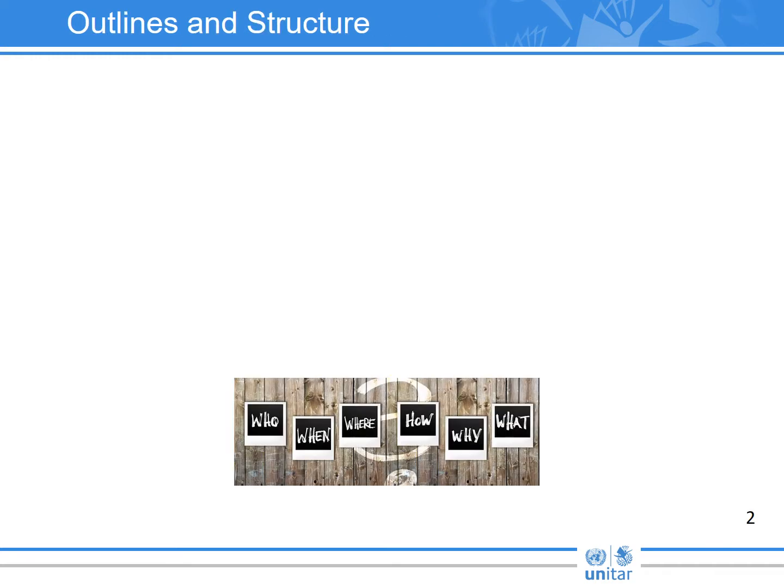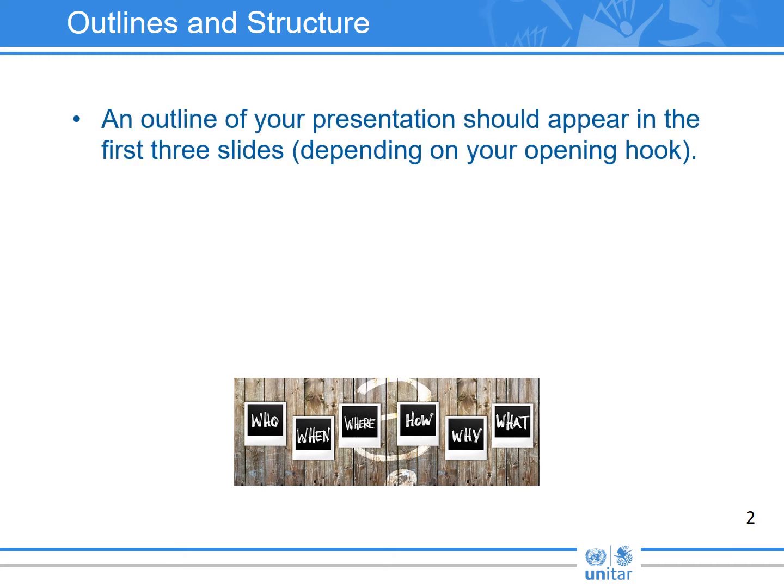So starting on slide number 2 with outlines and structure, you want to have an outline of your presentation somewhere within the first 3 slides. Now, of course, that depends on the length of your opening hook. Your opening hook might be several slides. Again, it should come right after your opening hook, and generally it's within the first 3 slides, so your audience knows where you're going.